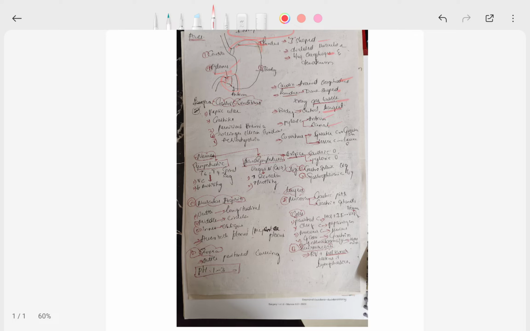Then curvatures. You have two curvatures. This is the lesser curvature and this is the greater curvature. To the greater curvature, the greater omentum is attached. To the lesser curvature, the lesser omentum is attached. And you have two orifices, that is, openings. This is the cardiac orifice near the cardiac region, and this is the pyloric orifice near the pylorus part.